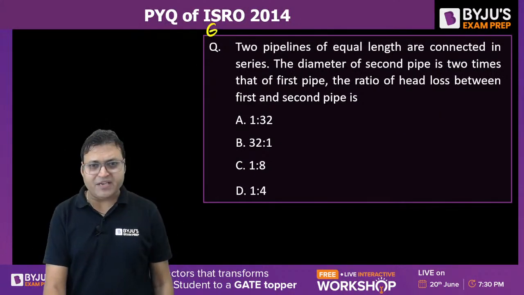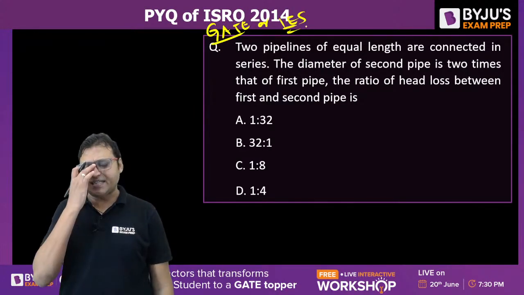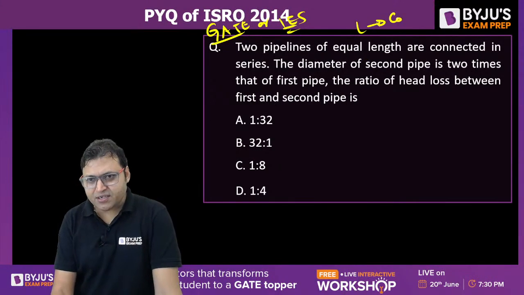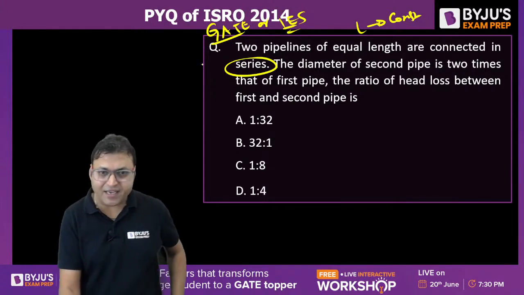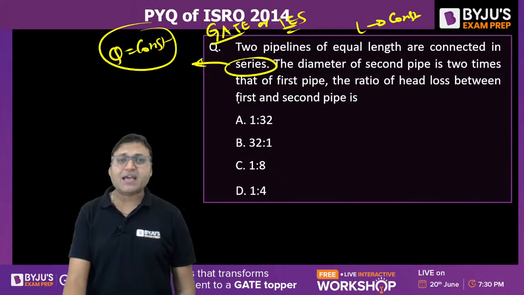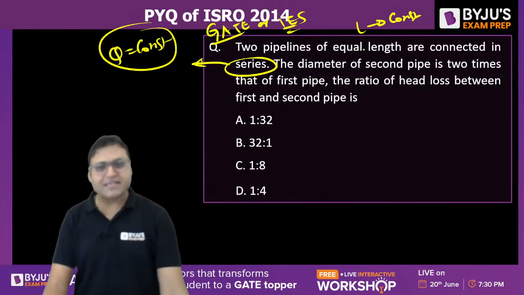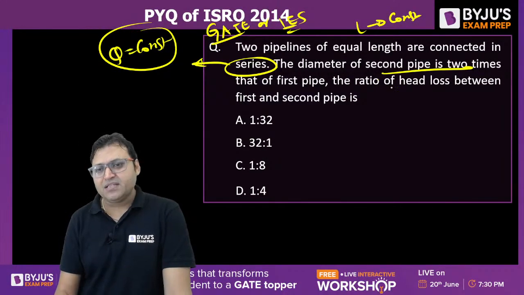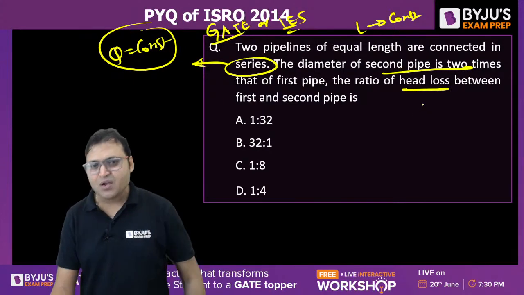This was asked previously in the GATE exam, I think, or IES. There are two pipelines of equal length, so length is constant, connected in series. When the pipes are connected in series, the discharge remains constant. When the pipes are connected in parallel, the losses remain the same. The diameter of the second pipe is twice that of the first pipe. Then we need to find the ratio of head loss between the first and the second pipe. What is the answer?